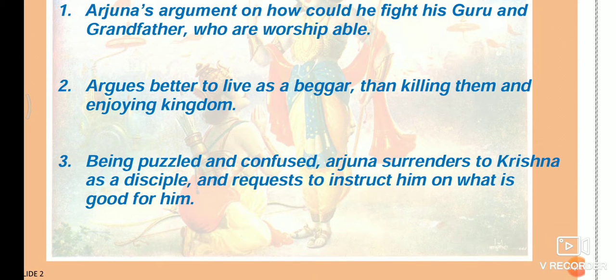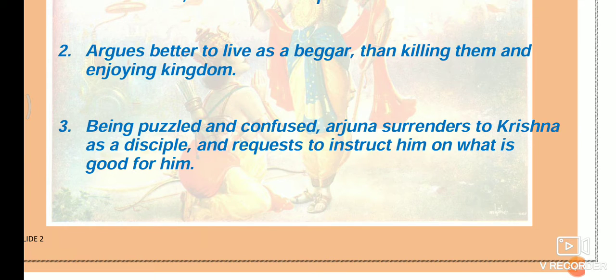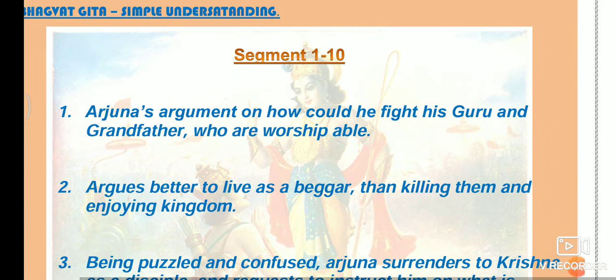Now, being puzzled and confused, as the third point, Arjuna surrenders to Krishna. He says that before the war he wanted to fight, but after coming to the battlefield, he sees his fatherly grandfather and guru and feels that he shouldn't fight. He's in a confused and grief-stricken state of mind. In such a situation, he surrenders to Krishna and says he would become his disciple and accept whatever instructions he gives. So this is what we learn from segment 1.